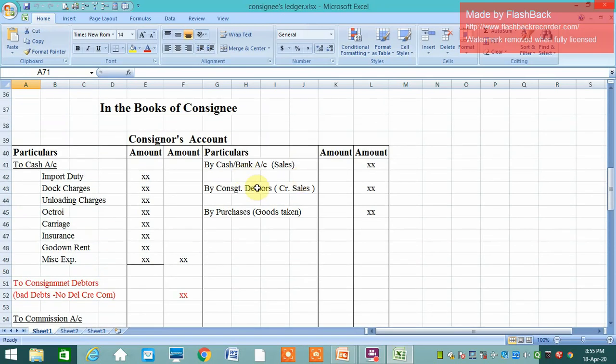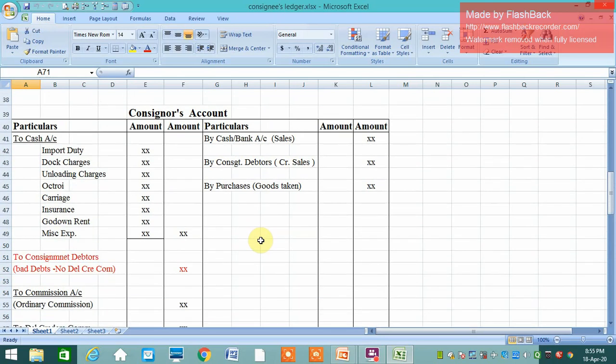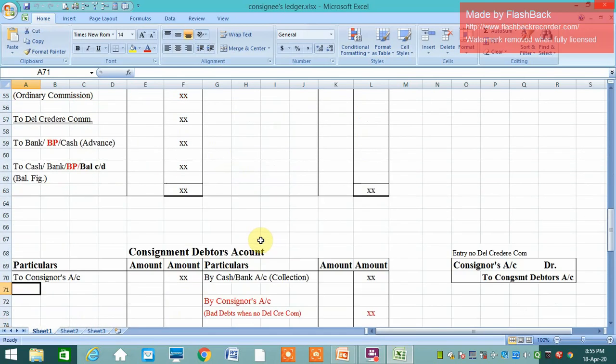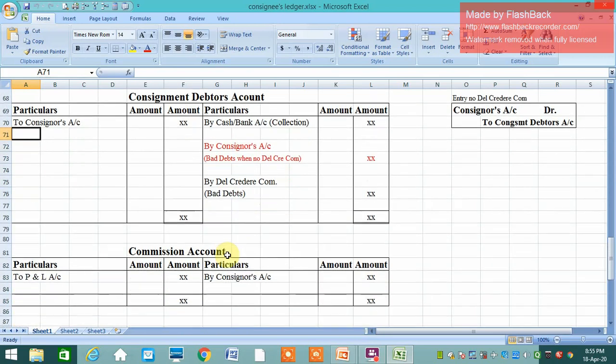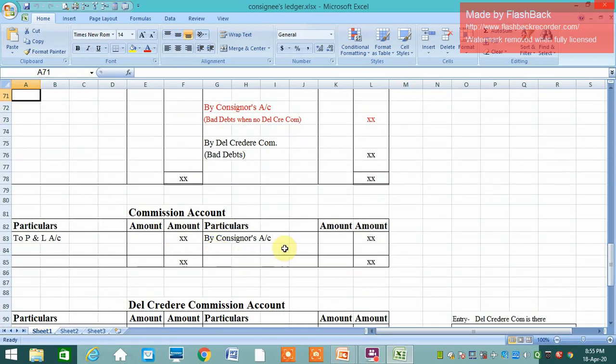Here you can see sales, cash sales, credit sales, and goods taken over. These are the purchases. Then consignment debtors account, the second effect of sales, then collection from debtors, then bad debts. Both will not come. If Del Credere Commission is not there, then bad debts will be recorded under the consignor's name, and if Del Credere Commission is there, then debit will be given to the Del Credere Commission account. Then commission account, this is the regular commission by consignor.